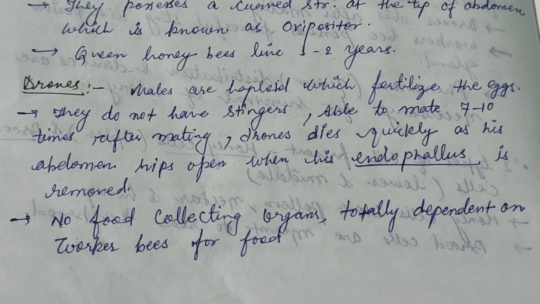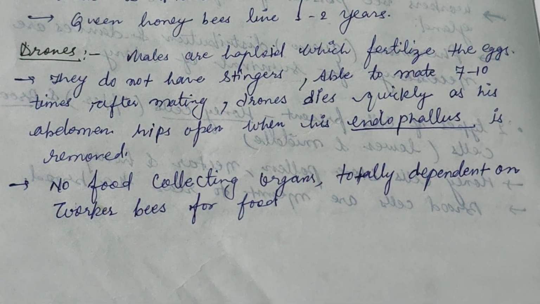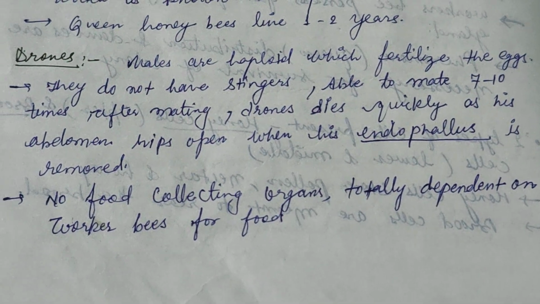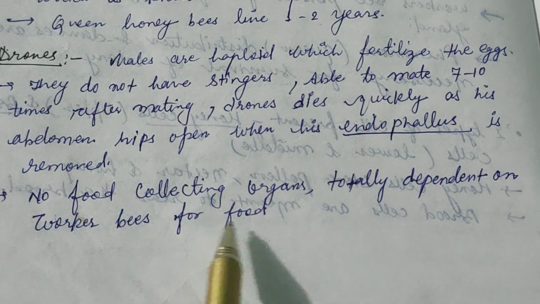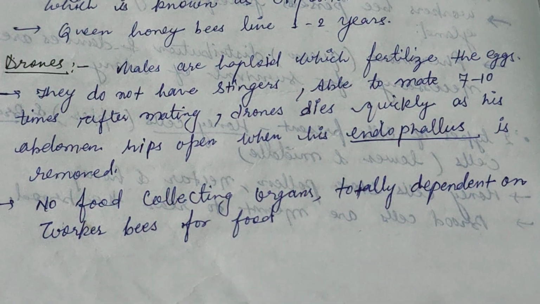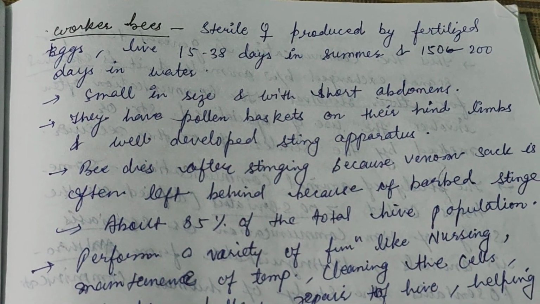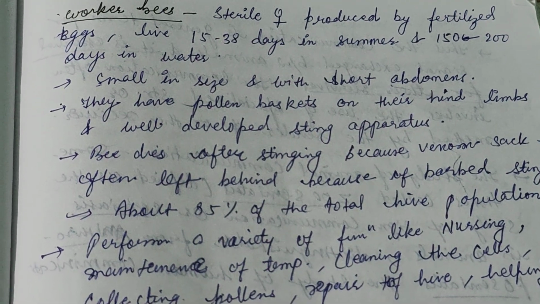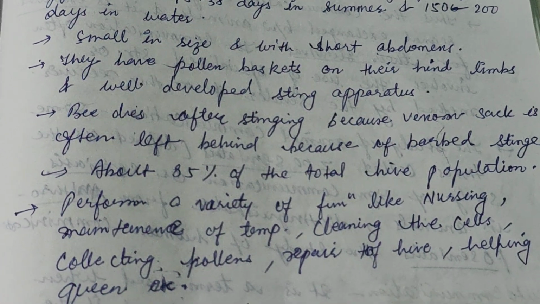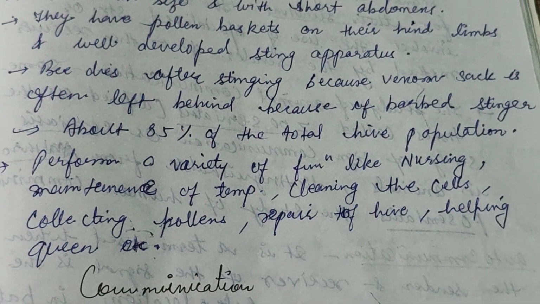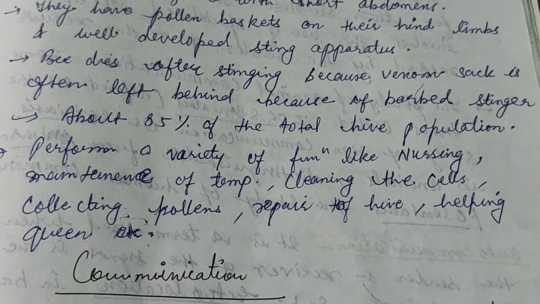Next is the drone, which is the only fertile male member of the colony and is haploid, and fertilizes the eggs. Its abdomen bursts open and the endophallus is removed after copulation. It has no food collecting organs and is totally dependent on the worker bees for food. Next are the worker bees, sterile female members of the colony, living 15 to 38 days in summer and 150 to 200 days in winter. They are small in size with short abdomens. Bees die after stinging, because the venom sac is often left behind due to the barbed stinger.